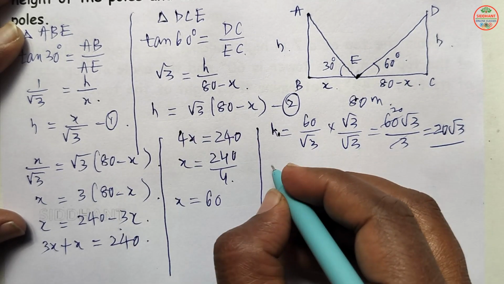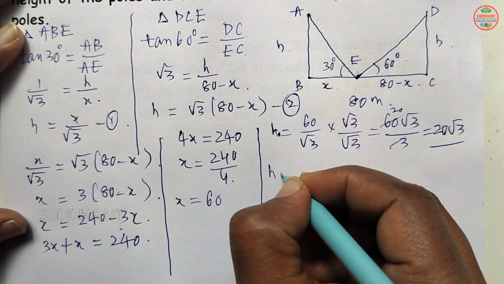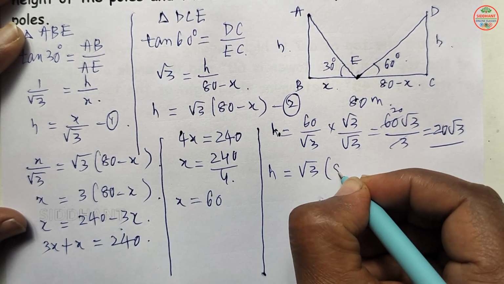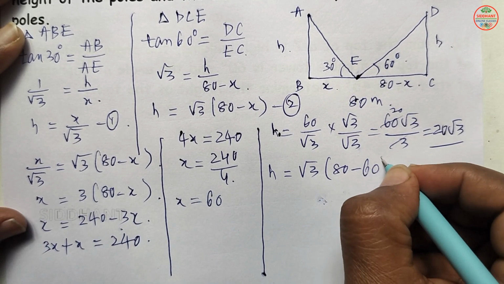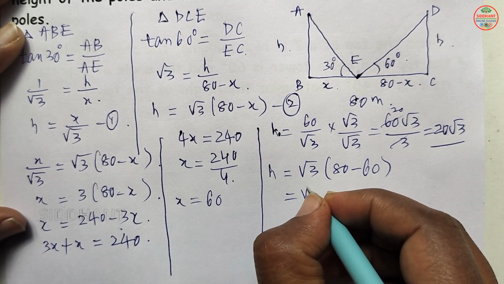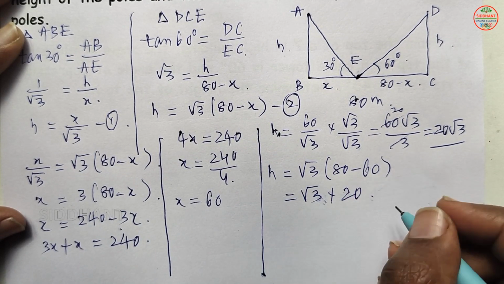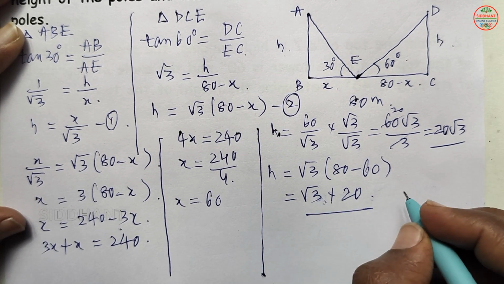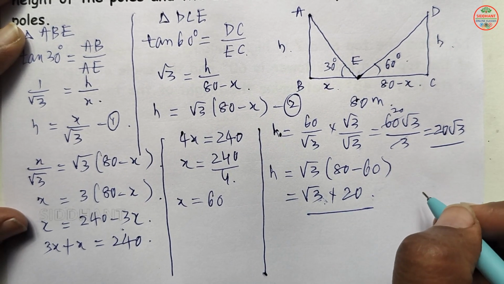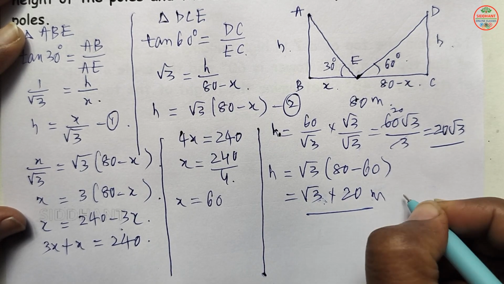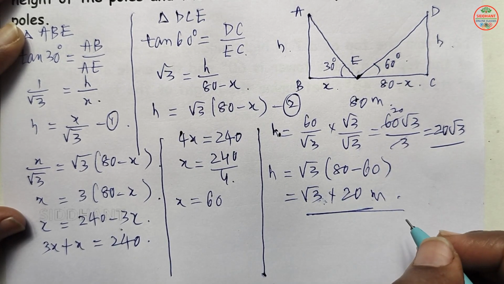If you substitute in the second equation, H equals root 3 into (80 minus 60), then root 3 into 20, since 80 minus 60 is 20. So in both cases the height will be the same. So 20 root 3 meters is the height of the pole.